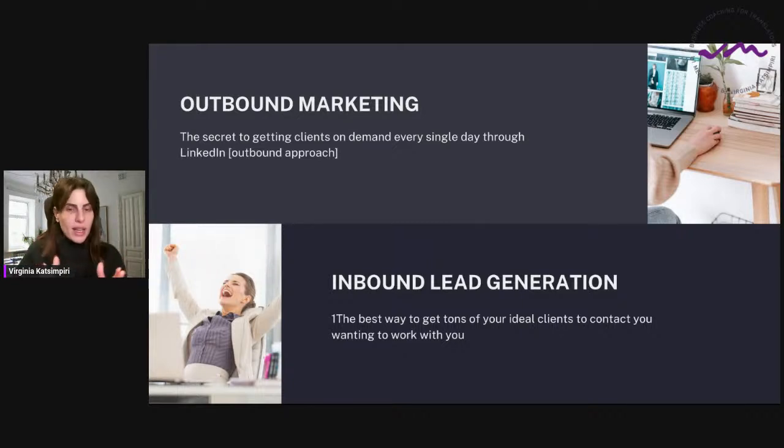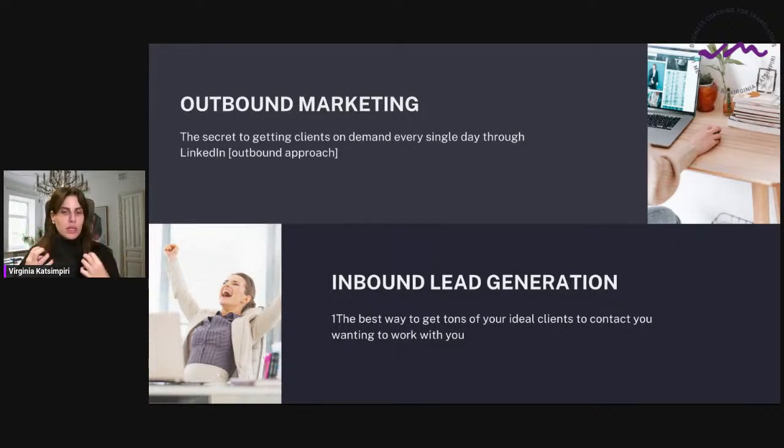And that's why we need consistency. That's why we need strategy. That's why I insist on you choosing 1 day per week or, let's say, 10 minutes per day. It's up to you, the frequency, to take action and to implement those marketing tasks. Outbound marketing is the secret to getting clients on demand every single day through LinkedIn. It is the outbound approach when you create a prospect list, a list in a targeted way, and you start contacting them the proper way, as I mentioned earlier, not selling to people, making yourself visible in a strategic way.